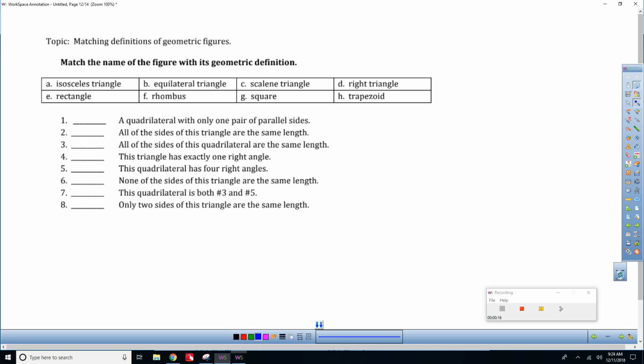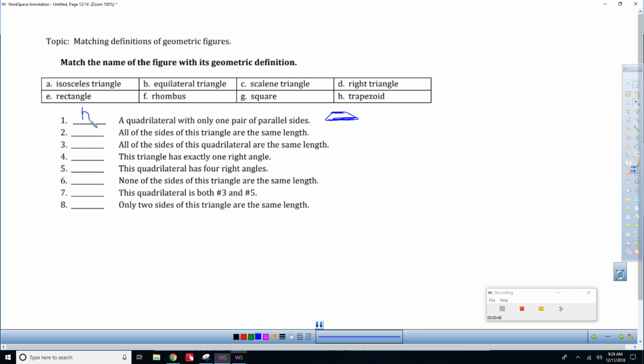Okay. We got a little matching exercise here. Match the name of the figure with its geometric definition. A quadrilateral with only one pair of parallel sides. That looks like this. And that is a trapezoid. In this case, these two sides are the parallel sides. That's H. Now, this stuff's not coming up on any test, but you're definitely going to need to know it next year.